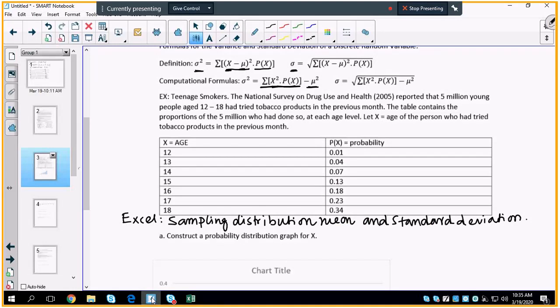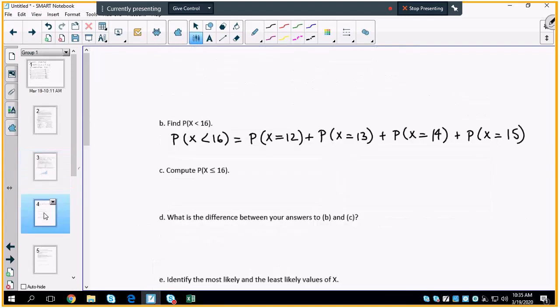As we have found all the probability values for the first four age groups, 0.01, 0.04, 0.07, and 0.13, we get 0.01 plus 0.04 plus 0.07 plus 0.13. Then I'm going to add them. So as you can imagine, this is going to add up to 0.25, and that's the required probability.